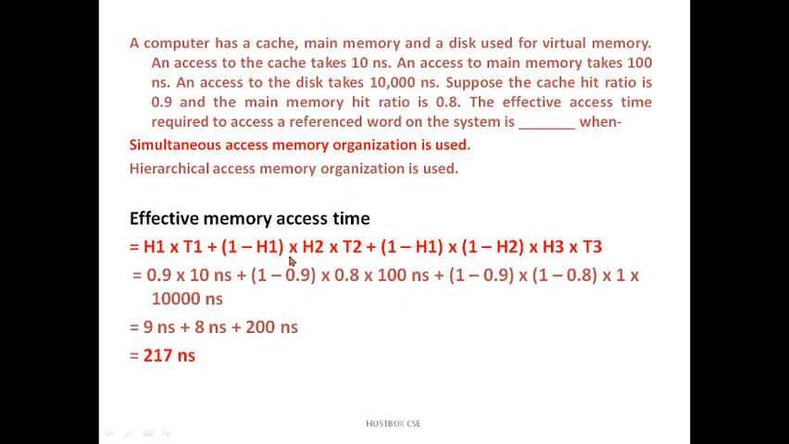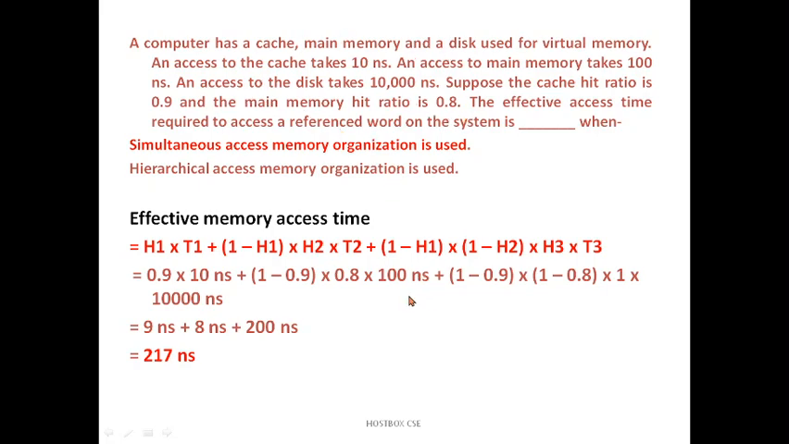10, plus 1 minus h1. What is the h1 value here? That is 0.9. Then into h2. h2 here is the main memory hit ratio, that is 0.8. So into 0.8 multiplied by 100 nanoseconds, because it is already given that access to main memory takes 100 nanoseconds from the CPU. Levels 1 to 3 are there, no?